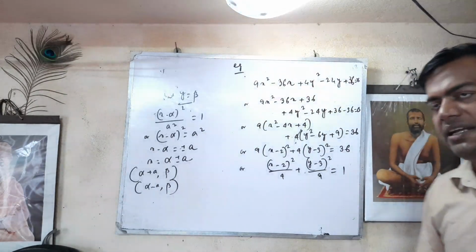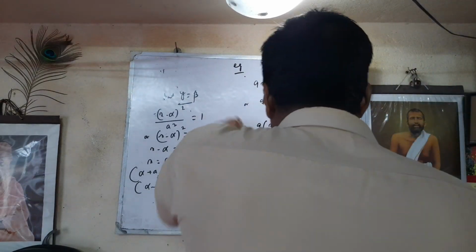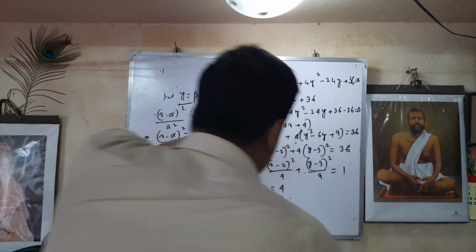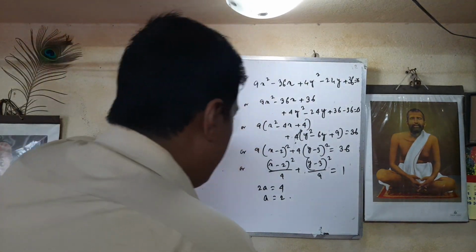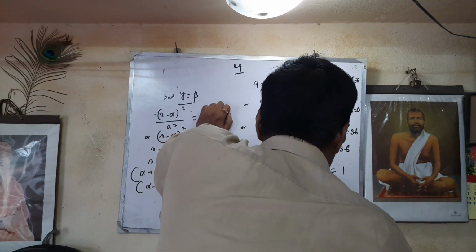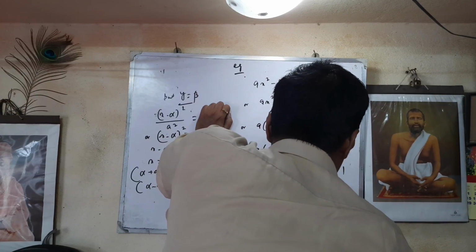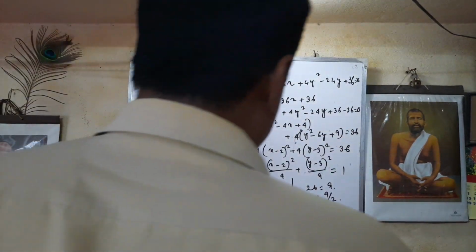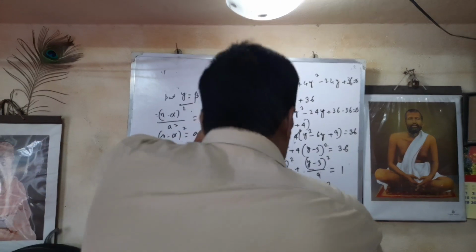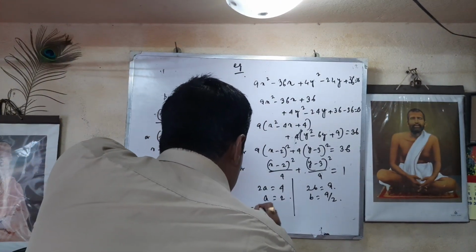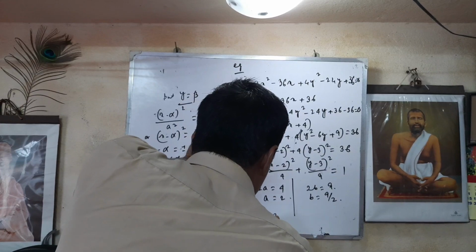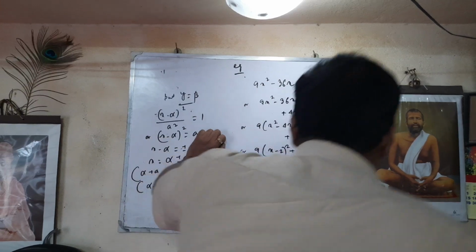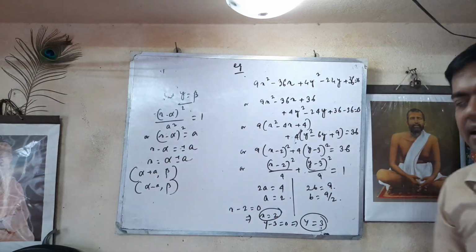Now we have to plot that ellipse. Its semi-major axis length: 2a equals 4, so the length of the semi-major axis is 2, and the length of the semi-minor axis: 2b equals 9, or b equals 9 by 2. So it is clear that the semi-minor axis is greater than the major axis. Now the axes of the ellipse are x minus 2 equal to 0, that is x equal to 2, and y minus 3 equal to 0, that is y equals 3. These are the equations of the axes of the ellipse.